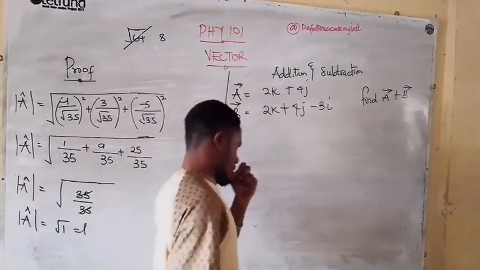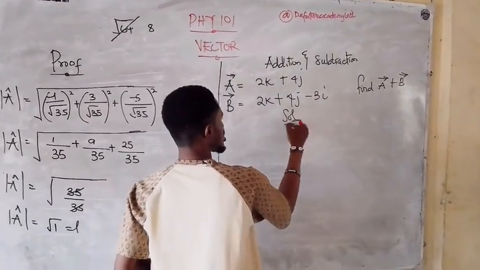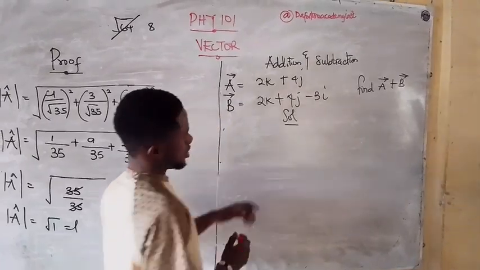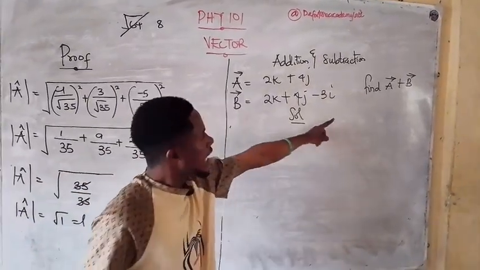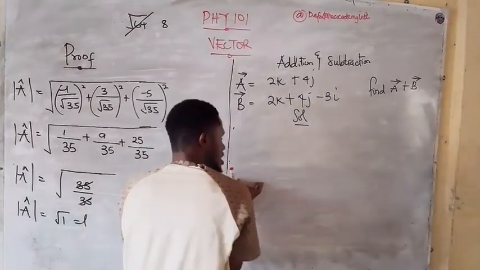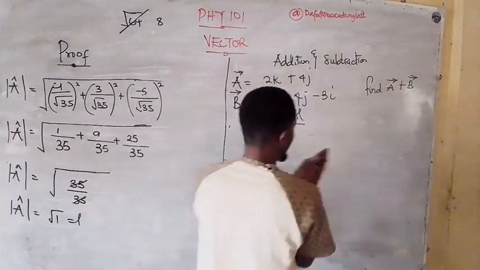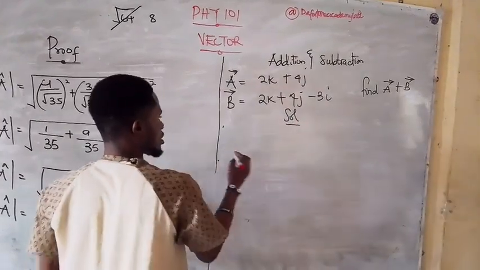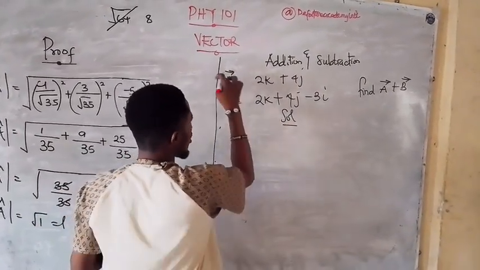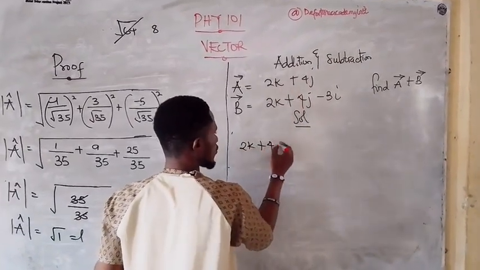Now, in this case, especially in your second semester, after doing the solution, there's something they call respectively in your working. If they said A plus B, please, in your solution, bring A first before B. If they said B plus A, in your solution, bring B first before A. The question is A plus B. So, what I'll simply do is, what is my vector A here? It is 2k plus 4j.